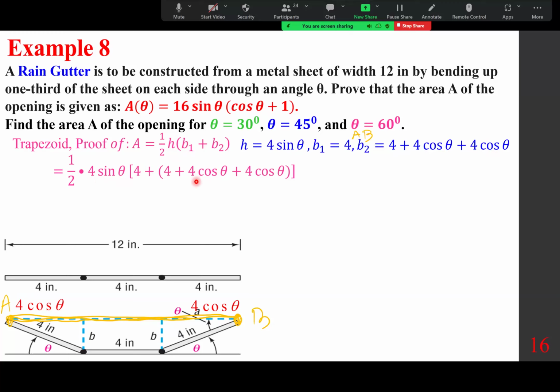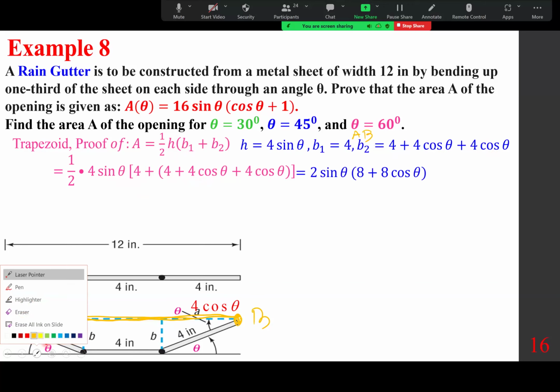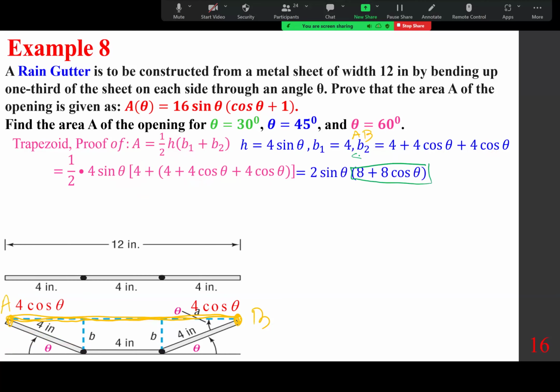4 and 4, 8. 4 and 4, 8. So 8 and 8 cosine theta. We can take the 8 out. Eight times 2 is 16. And whether you write 16 sine theta times 1 plus cosine theta or cosine theta plus 1 makes no difference. We proved it.